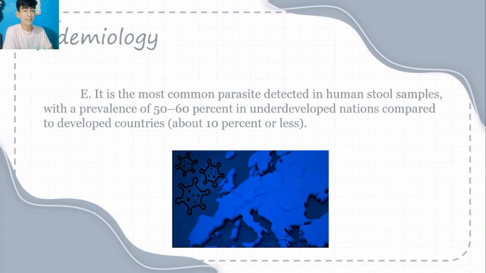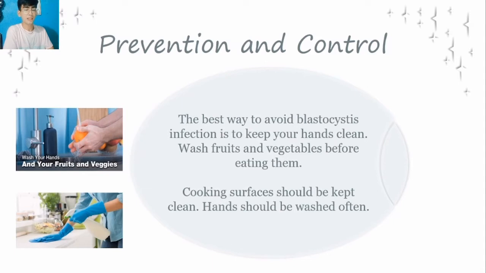Epidemiology. It is the most common parasite detected in human stool samples, with a prevalence of 50 to 60% in underdeveloped nations compared to developed countries, at about 10% or less. Prevention and control. The best way to avoid Blastocystis infection is to keep your hands clean. We need to wash fruits and vegetables before eating them. Cooking surfaces should be kept clean, and we need to wash our hands often.